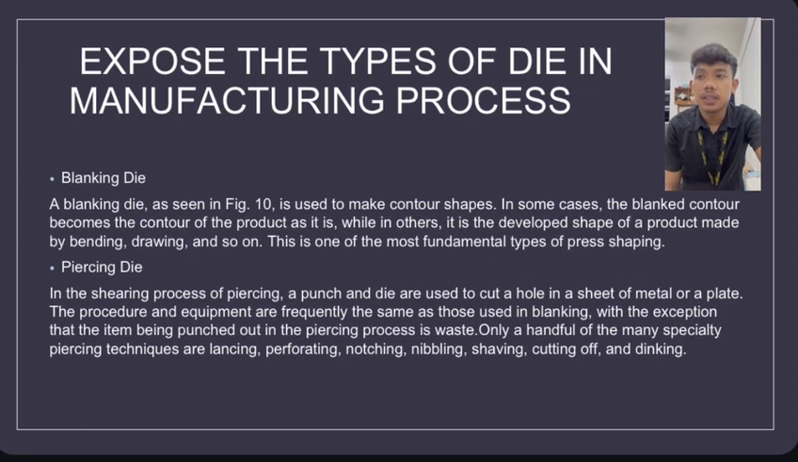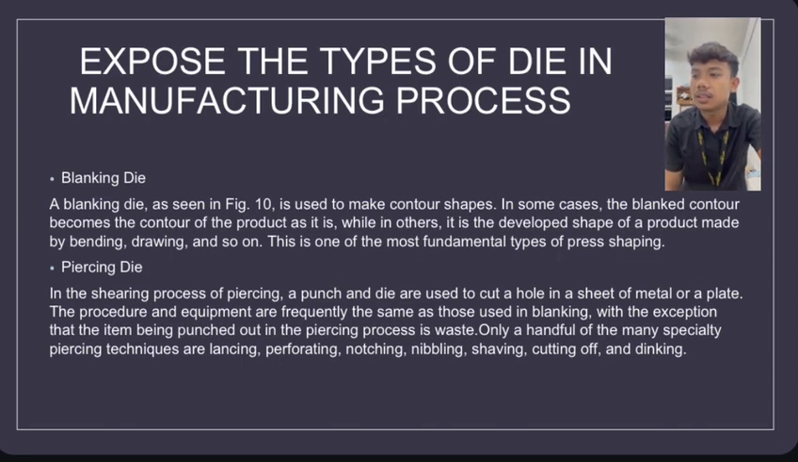Expose the types of die in manufacturing process. Blanking die. A blanking die, as seen in Fig 10, is used to make contour shapes. In some cases, the blank contour becomes the contour of the product as it is, while in others, it is the developed shape of a product made by bending, drawing, and so on. This is one of the most fundamental types of press shaping.